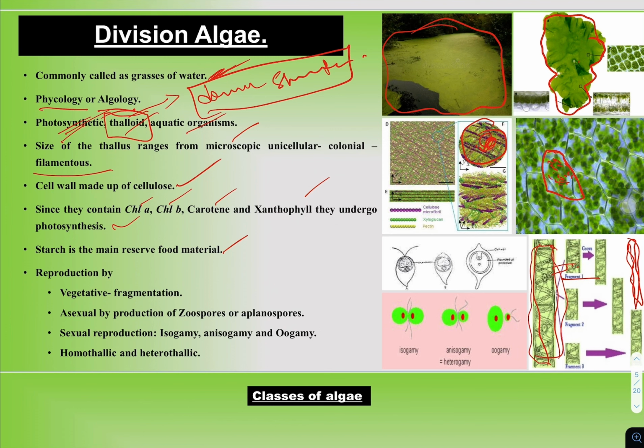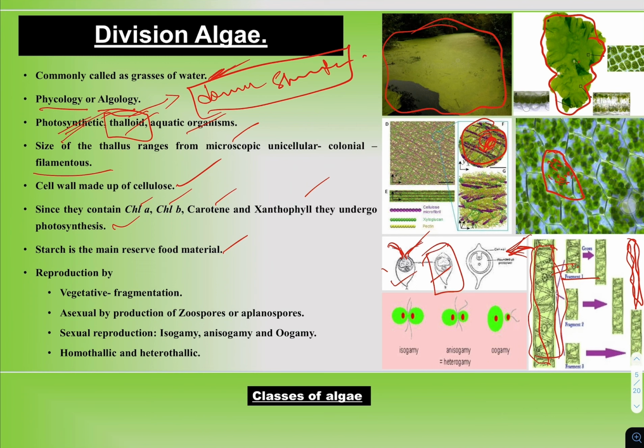Next one is asexual reproduction. Asexual reproduction is again a type of reproduction where the new organism is produced from only a single parent. Hence, here asexual reproduction takes place by the production of spores, that is zoospores and aplanospores. See here, this one is called a zoospore, this one is called an aplanospore. Zoospores are the spores which have flagella and can move from one place to another. Hence, such spores are called zoospores. Some spores do not have flagella; they are called aplanospores.